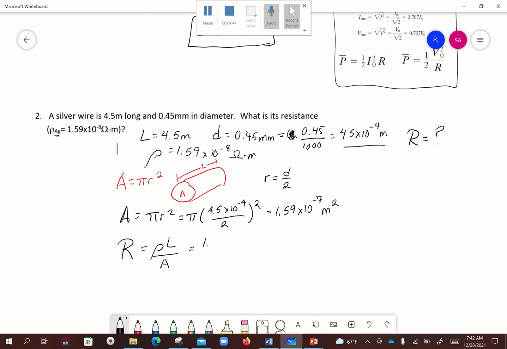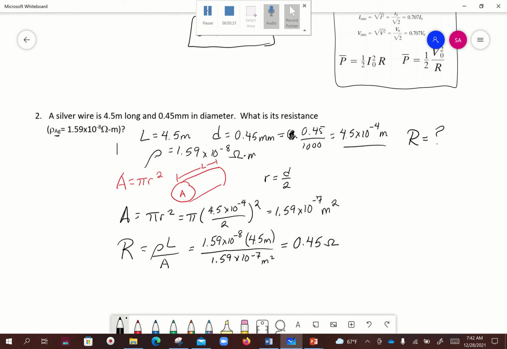So the resistivity, 1.59 times 10 to the minus 8, times the length, 4.5 meters, divided by the area, which is 1.59 times 10 to the minus 7 meters squared. And if you plug all that into your calculator, you get 0.45, and the units for resistance is ohm, capital Greek omega.